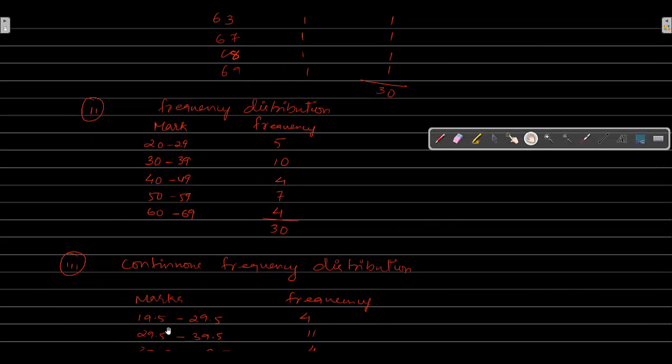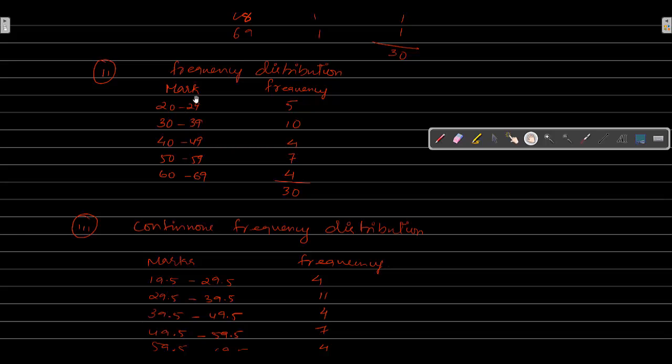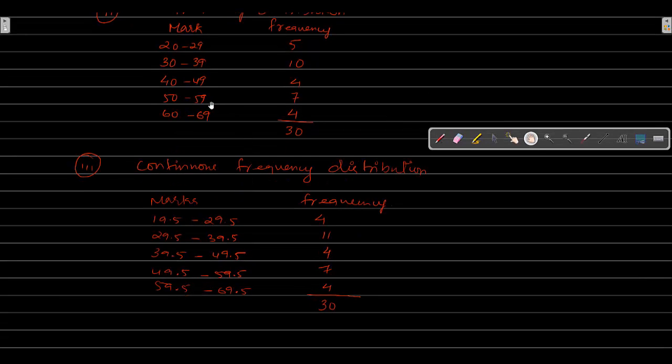Okay, when we say continuous, it is like the number is repeating again and again when we do that. Yeah, so like I said, when you do inclusive, how do we make exclusive? You can subtract 0.5 from the lower limit and add 0.5 to the upper limit. So this is what I've done here. 20 minus 0.5 is 19.5, 29 plus 0.5 is 29.5.